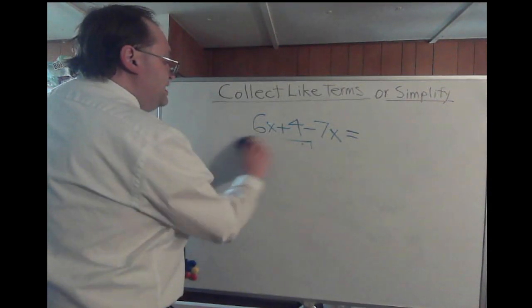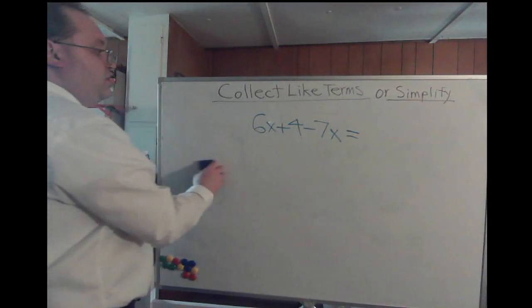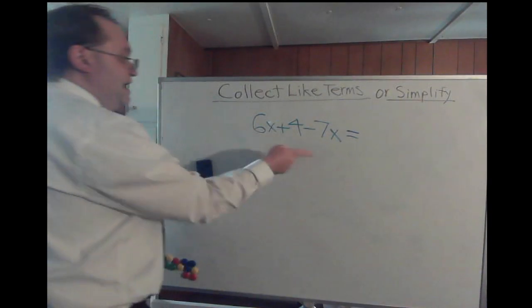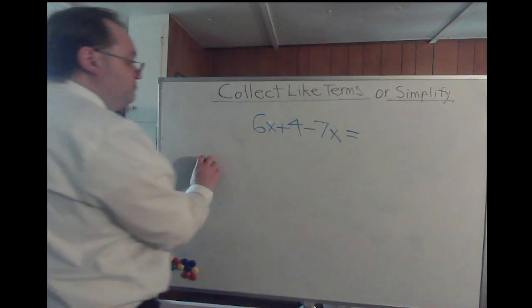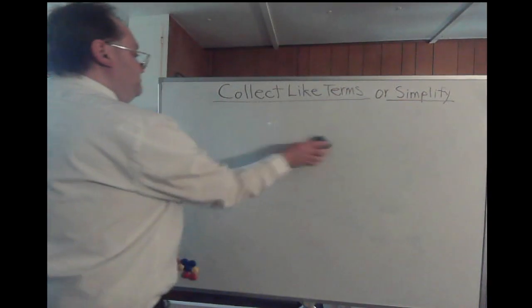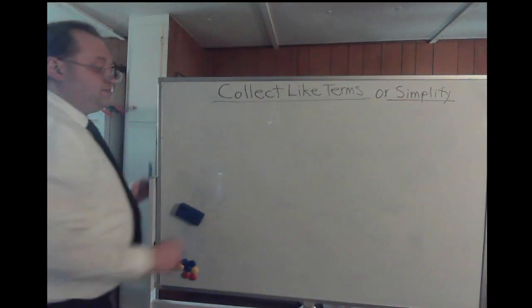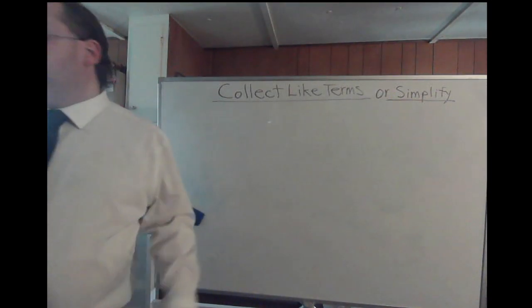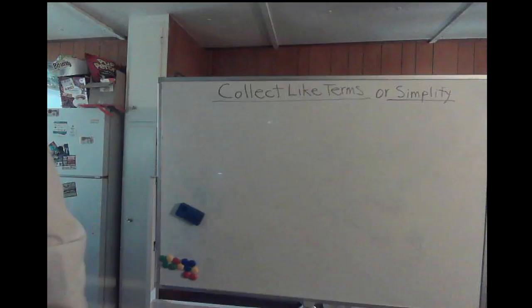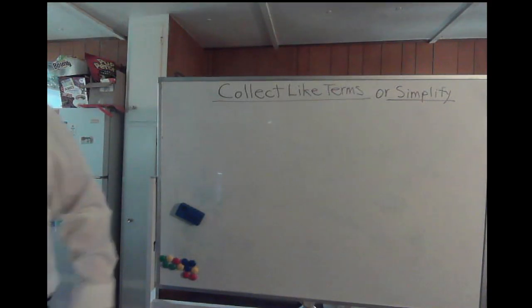So, again, just look for the coefficients on the like terms. You add or subtract, and that's really all there is to it. You just keep the variable. It's pretty much like addition and subtraction, only keep the variable.